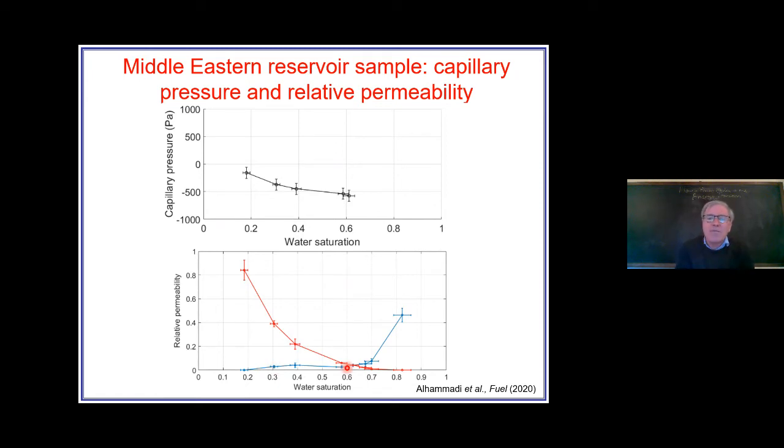The water is held back in the pore space. The oil, on the other hand, as I increase the amount of water, there's less oil, so the oil relative permeability goes down. The oil continues to flow down to very low saturation and flows more readily than the water over a wide saturation range.